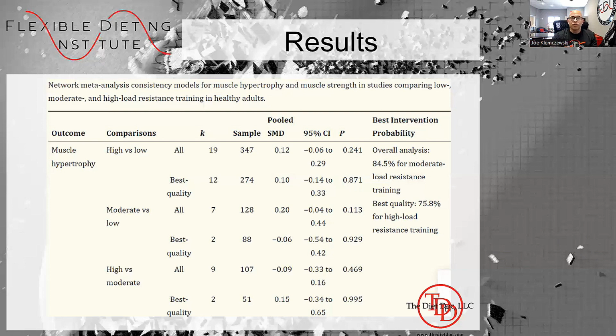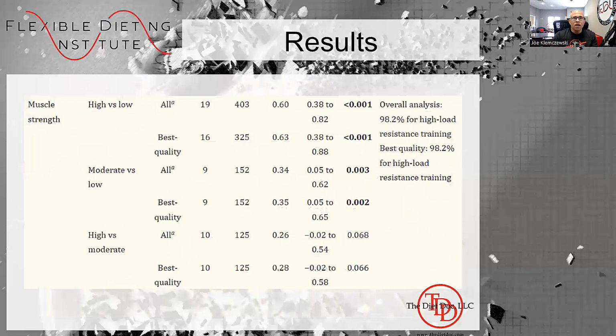So that's for hypertrophy. So now we have a baseline there. Let's look over at strength. So high versus low, moderate versus low, high versus moderate. Okay, this is an even much, much tighter outcome here. 98.2% for high load resistance training is where you're going to get your best results. So if you want to get stronger, this is for muscle strength, not hypertrophy, then train with heavy weights. That should kind of elicit a duh response.